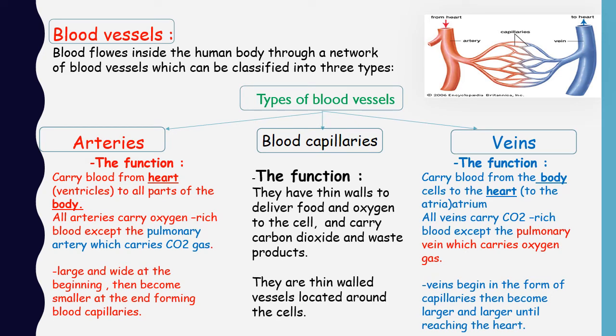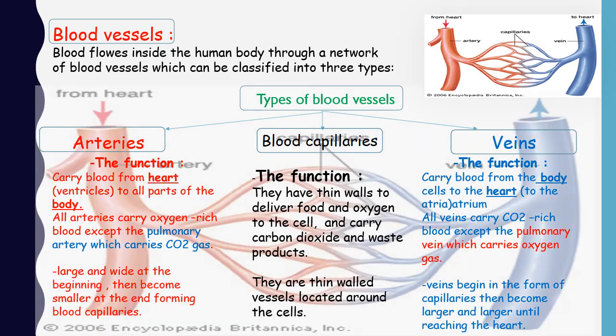What about the blood capillaries? They have thin walls for what? To deliver food and oxygen to all the body cells. That means, Miss Rasha, the blood capillaries take the oxygen and food to the body cells, yes, and take from those body cells carbon dioxide and waste. They are thin-walled blood vessels located where? Around the cells.